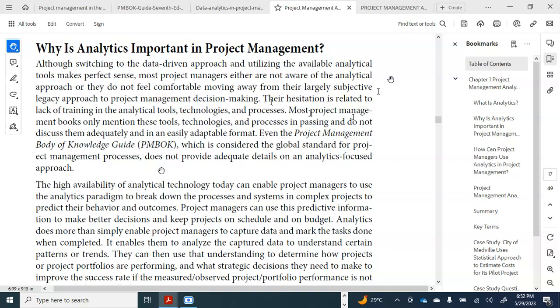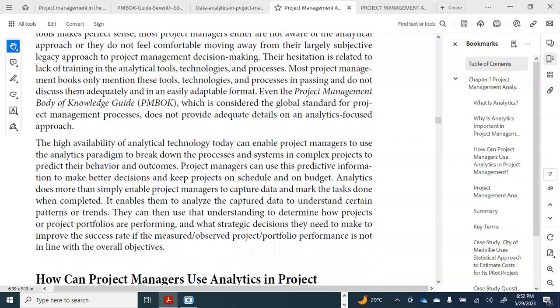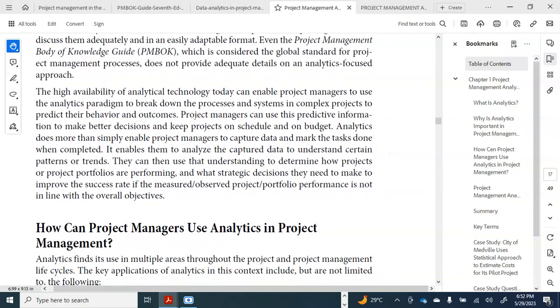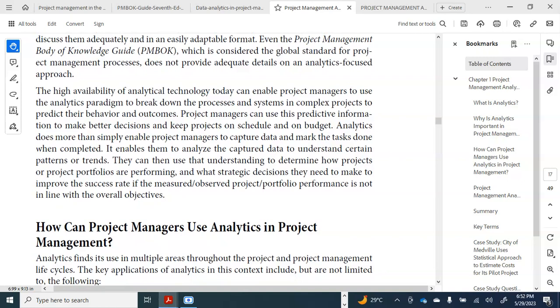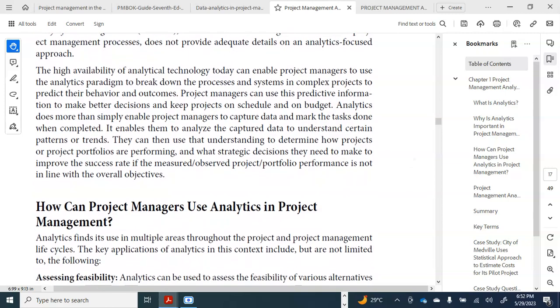They say even the Project Management Body of Knowledge Guide, the PMBOK, which is considered the global standard for project management processes, does not provide adequate details. It does not mean it doesn't provide details, but not adequate details on an analytics-focused approach. So it provides, but not adequate, right? The high availability of analytical technology today can enable project managers to use the analytics paradigm to break down the process and system in complex projects to predict their behavior and outcomes. You see that now?